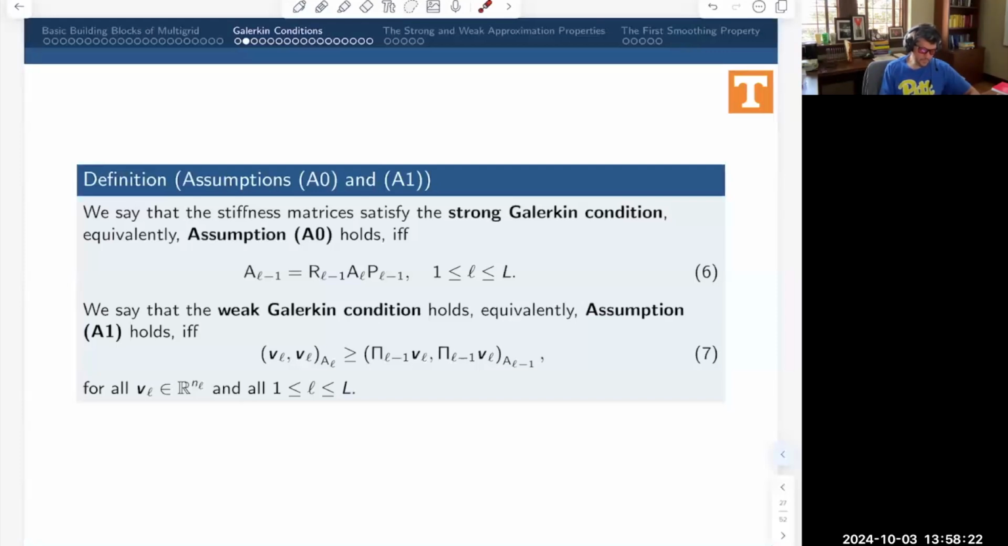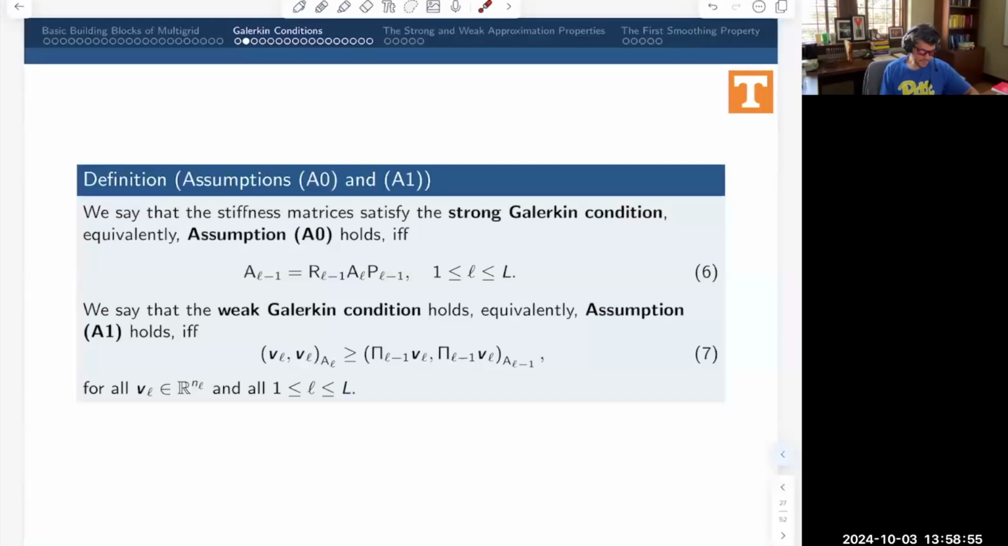Whenever I state the assumption A0, that's nice because we can just call it assumption A0 and use the label A0. But I'm oftentimes going to mention alongside assumption A0 the strong Galerkin condition. So I'll just be repetitive about it. Strong Galerkin condition means assumption A0. Assumption A0 means strong Galerkin condition. We'll keep those hand in hand.